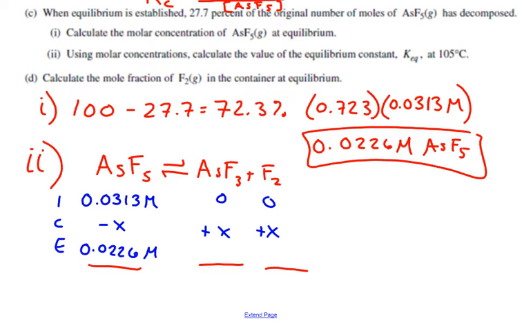So I'm going to do an ICE box. An ICE box organizes my information. They don't do that. They say AsF3 equals F2. And then what they do is they take 0.277 times the original amount.